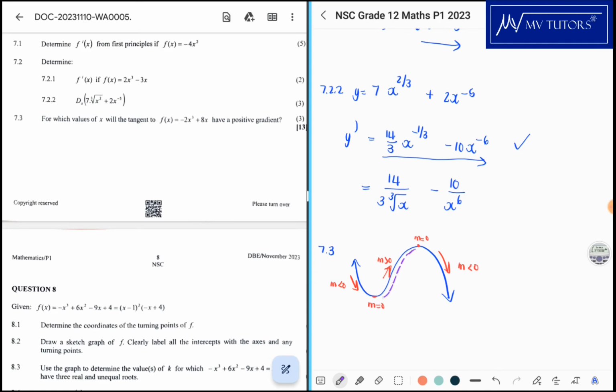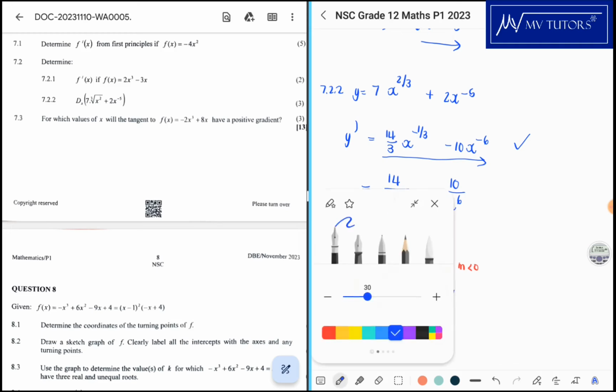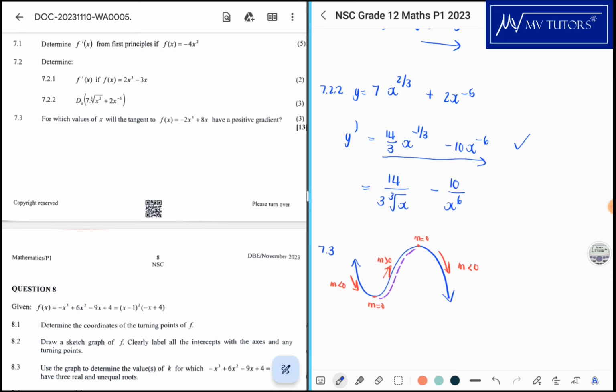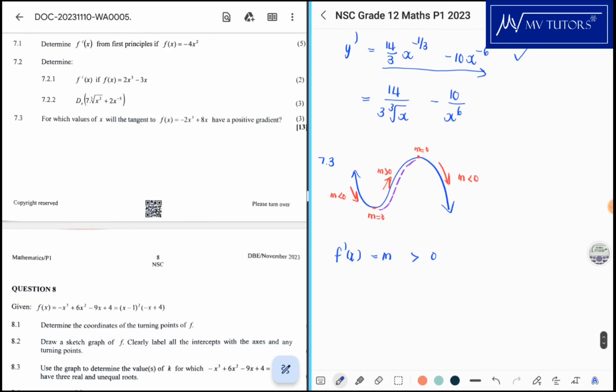Okay, the tangents here. That's why, yeah, values of x. All right. And so how are we going to work that out? If you see tangents, you must know that we are dealing with the first derivative. And because we're saying that the gradient must be positive, then we're going to say the first derivative, which is equal to the gradient, in this case has to be bigger than 0.